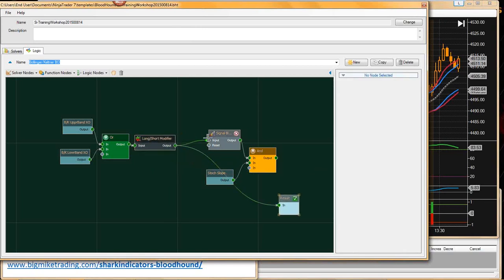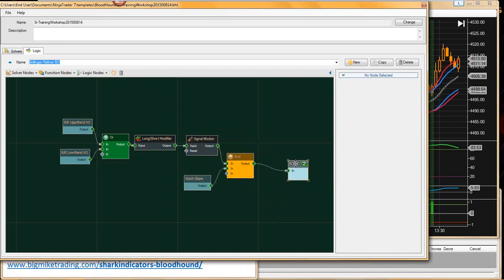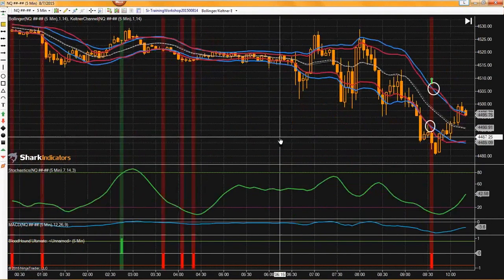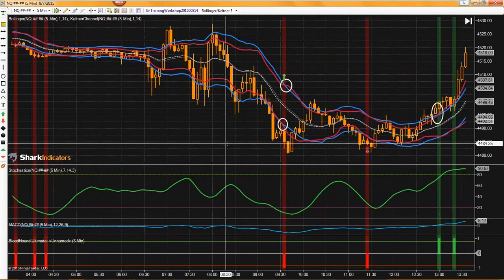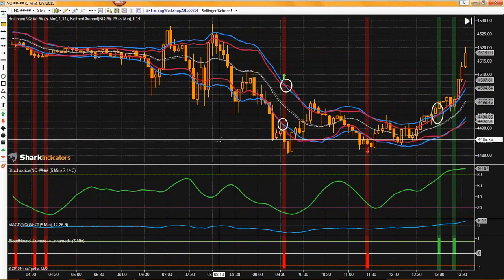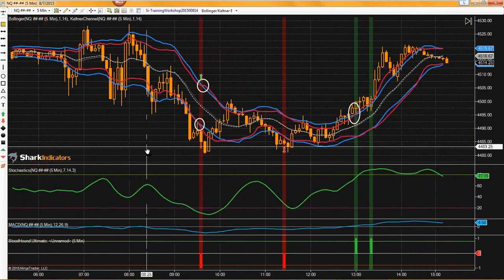And then I can connect that into the signal blocker. Take a look at that. And I get the same result. But if you're new to BloodHound and stuff, don't worry about optimization so much. It's more important just to get the system built.